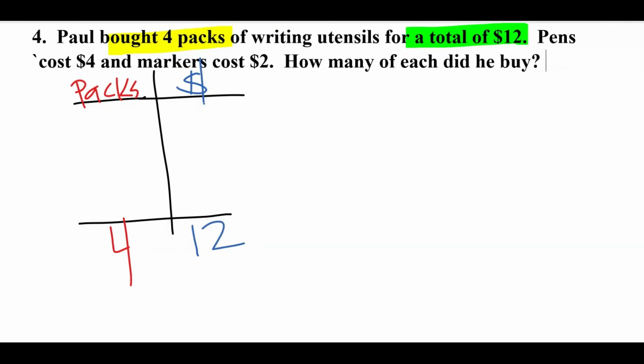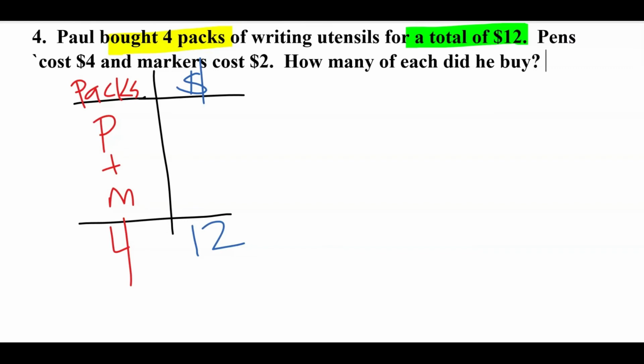Now I don't know how many of each pack that he bought. That's what we're trying to figure out. I know that he bought pens, and I know that he bought markers, but I don't know how many. So I'm going to say pens plus markers. Well, in total he bought 4.